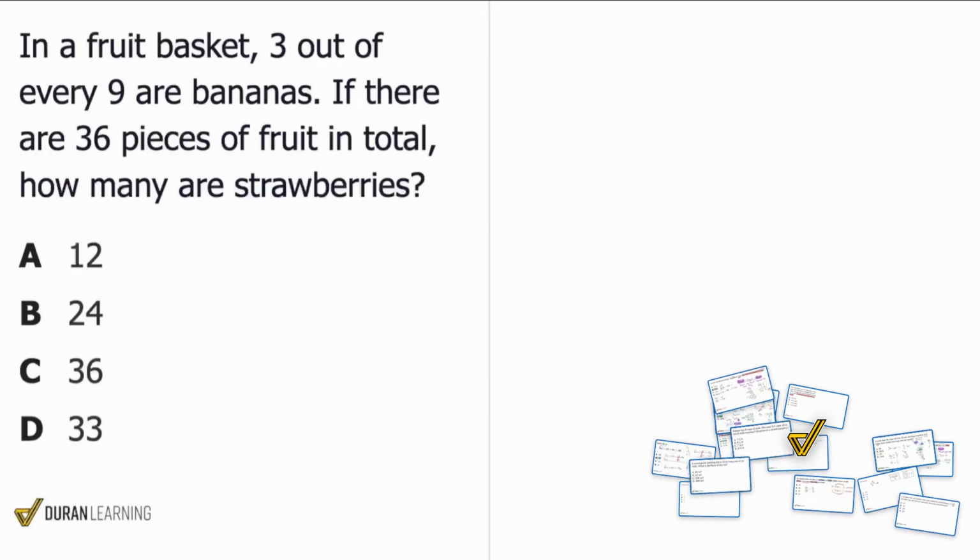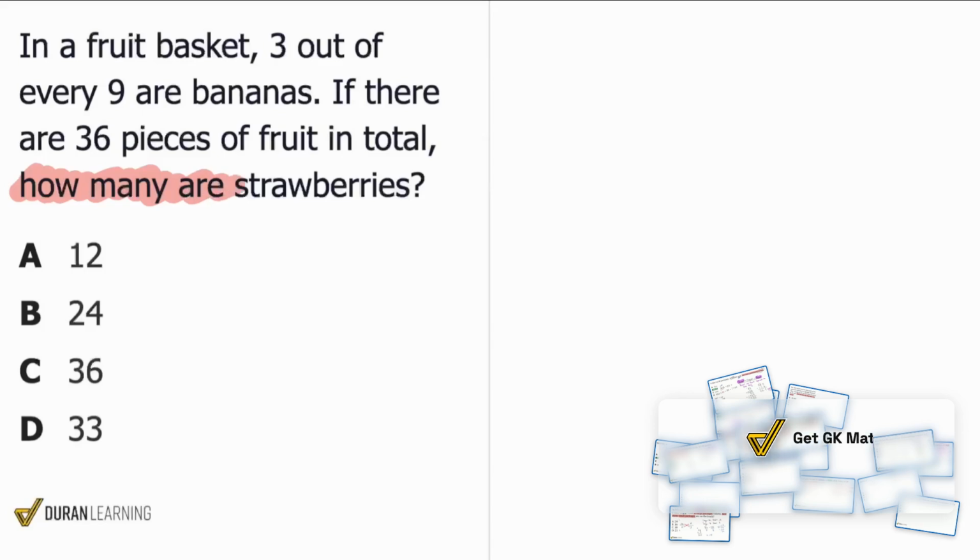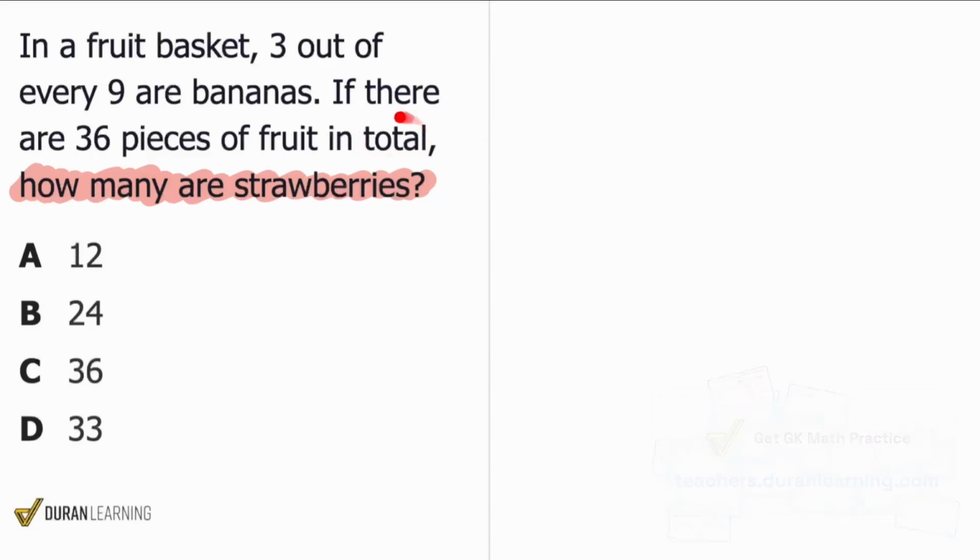Let me make this just a little bigger there. There we go. So how many are strawberries? What we're also given here, everybody, is the total. If there are 36 pieces of fruit in total. So we have our two pieces of information that are being compared, that I'm going to write my proportion based off of. So I'll say that we have strawberries on top, and then we're going to have our total in the denominator.